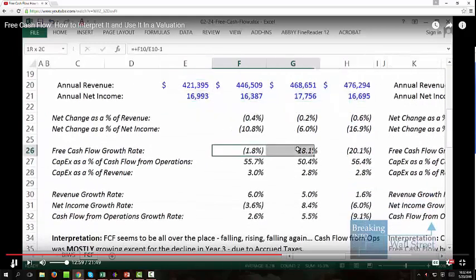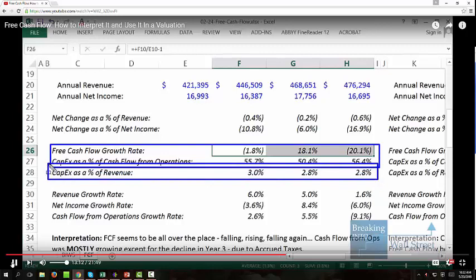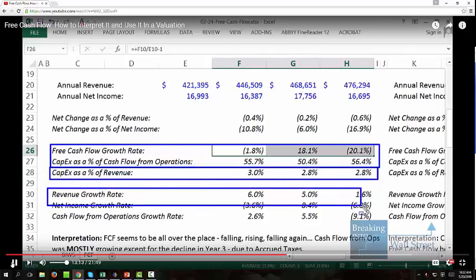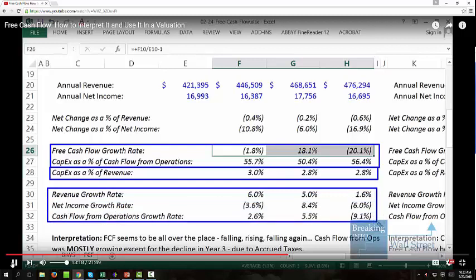And if you look at some of these growth rates here, you can really see how free cash flow is actually jumping around a lot. Capex as a percent of cash flow from ops is jumping around a little bit between 50 and 60%, but relatively it's staying in that range. It's still about 3% of revenue each year. Revenue growth rate, still growing revenue at a fairly solid clip. Net income is jumping around a bit. Cash flow from operations mostly going up until year 3.